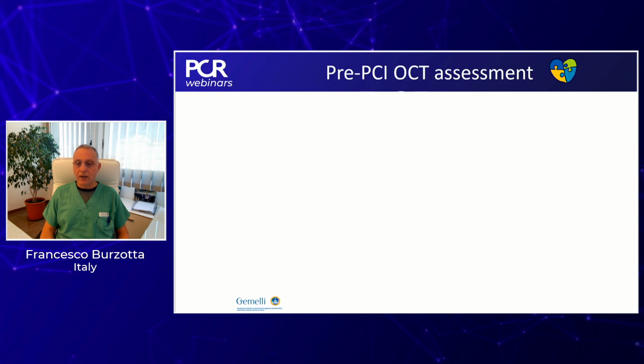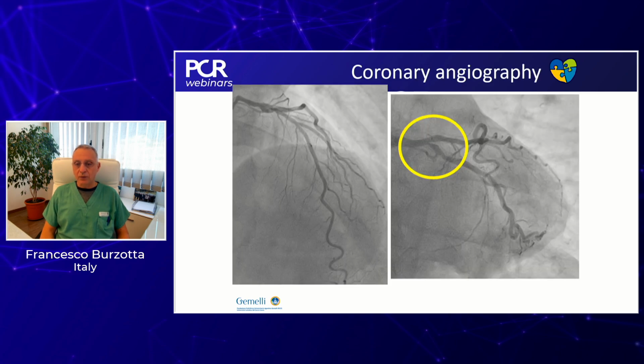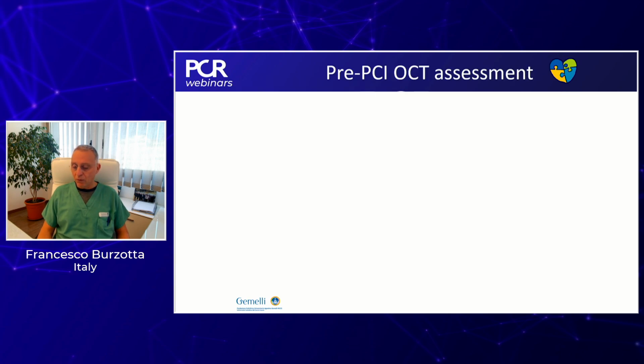We can discuss the possibility to treat or not a patient like that on the basis of just coronary angiography. Anyway, what we learned in our experience is that true Medina 001 lesions are often not the case when you go for imaging. So what we did in Rome was to perform a pre-PCI OCT assessment.